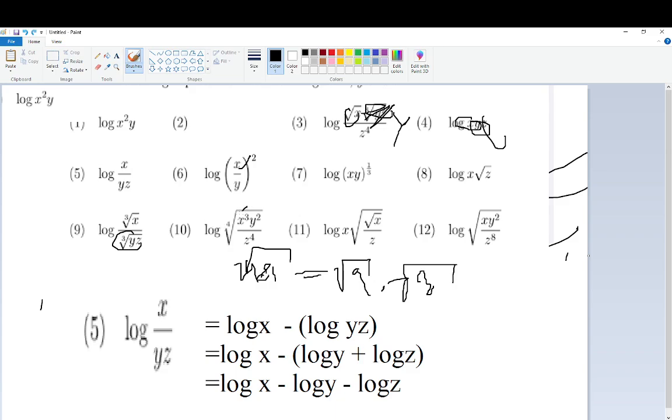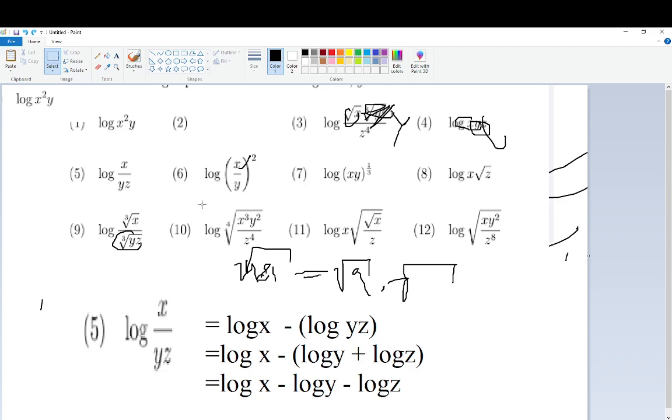This quarter applies to everything. So it's 3 quarters, 2 quarters, 2 quarters becomes a half, and 4 quarters becomes 1. So this here, the fourth root of z to the 4, is just z. This here is just y to the 2 over 4, a half. So that just becomes the square root of y. And this is 4 over 3.